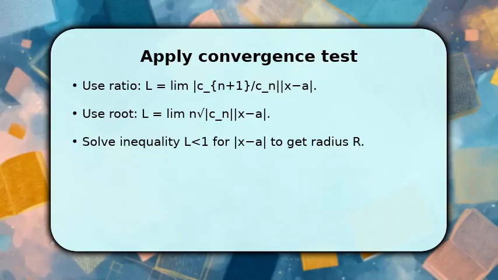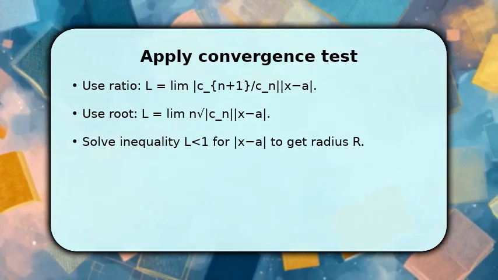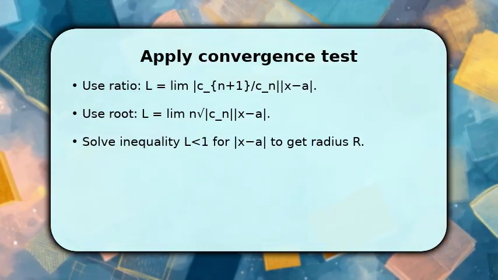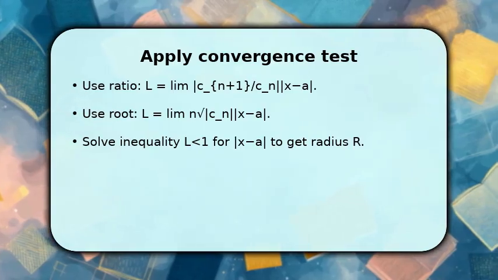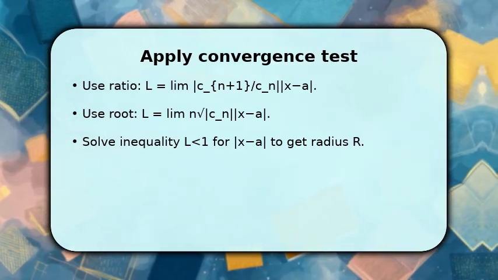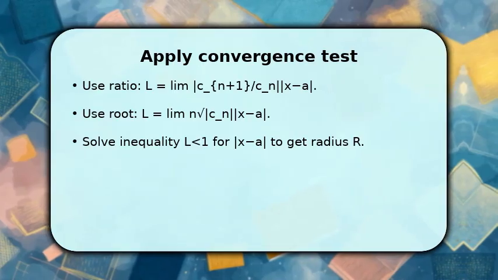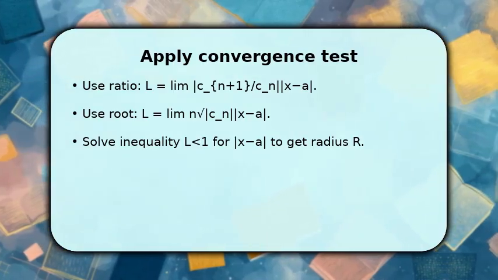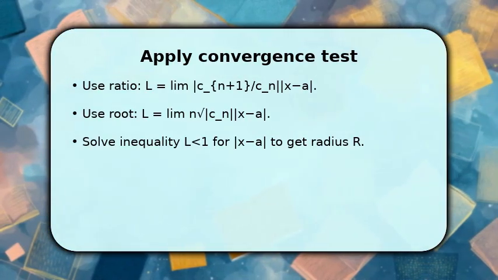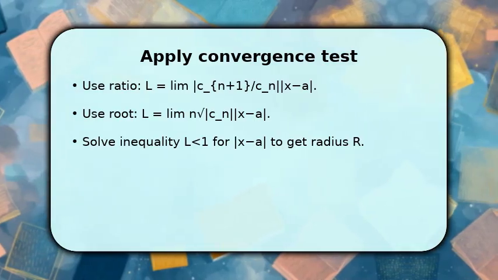You now perform the chosen test and compute the limit L as a function of x minus a. Once you find L, isolate x minus a and solve L < 1 to determine the radius r. Algebraic simplification here is critical. Make sure to express r explicitly and note the endpoint expressions x equals a plus or minus r.